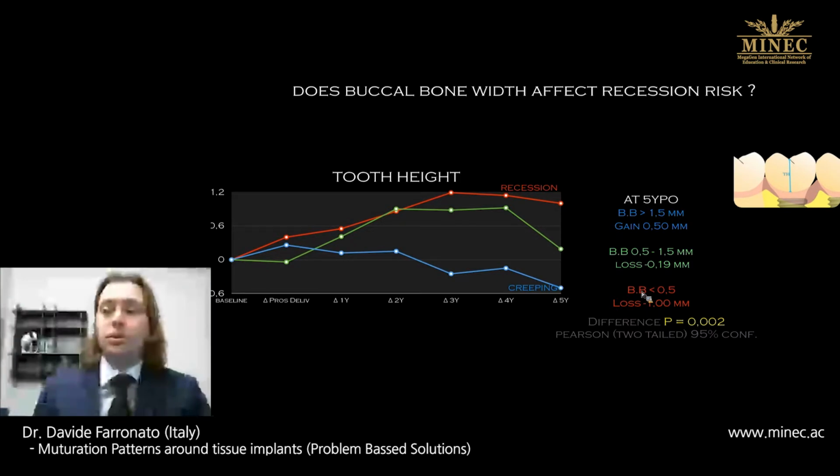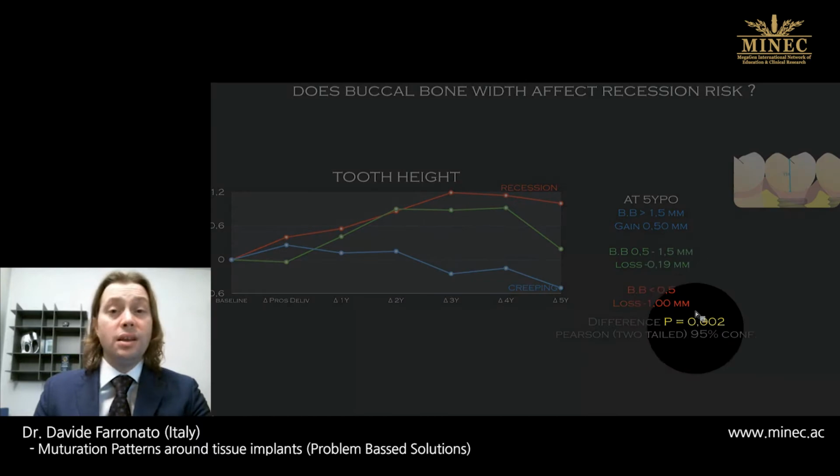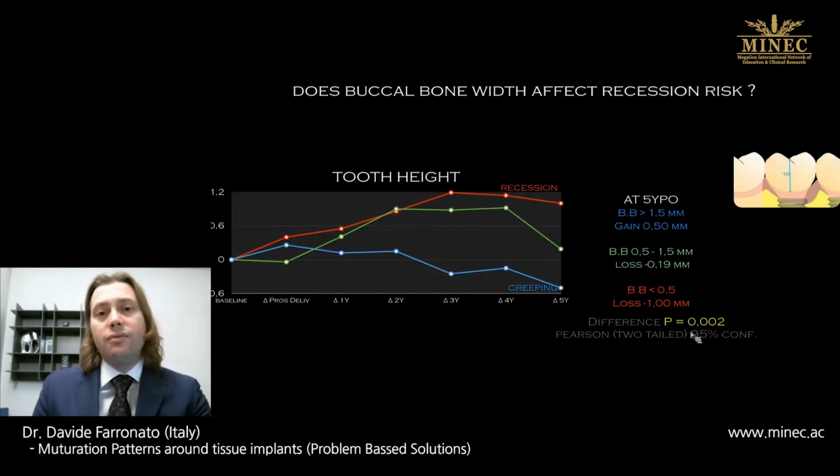So of course we need to have buccal bone, otherwise you can clearly see that this data is highly predictable, because the P is very significant. You might have recession when you don't have enough buccal bone. Enough buccal bone can be found at 1.5 millimeter, which is a statistical measurement.